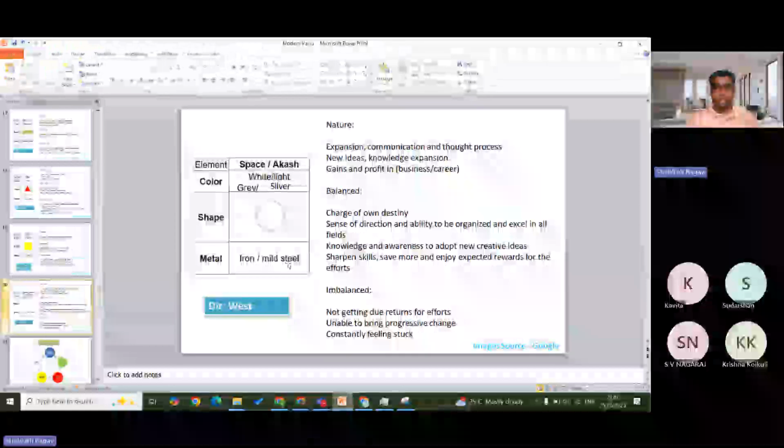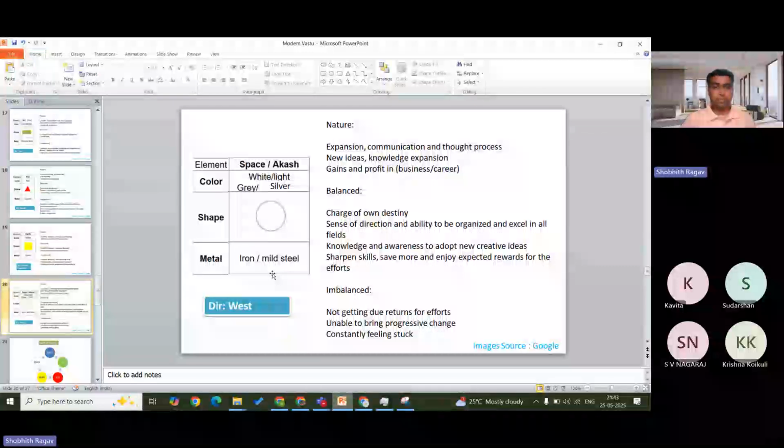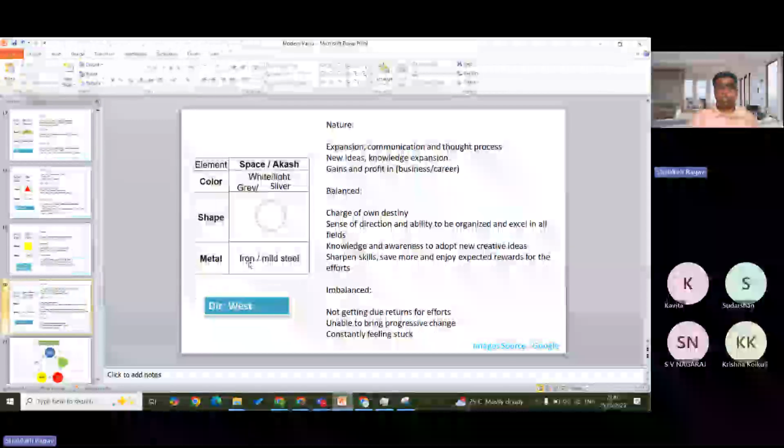And the metal is iron or mild steel. Iron means you can see the old cast iron which they use, and also mild steel. If you look at air element, stainless steel was air element. So in Akash, it is mild steel. And the direction is west. Also, west direction is ruled by Saturn, and Saturn also is directly connected to iron metal.